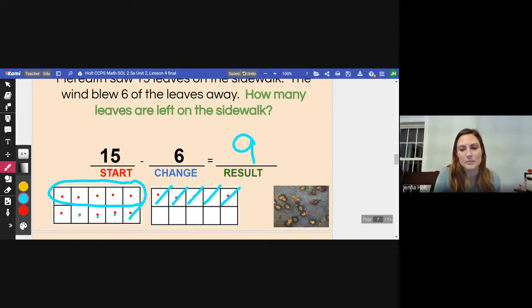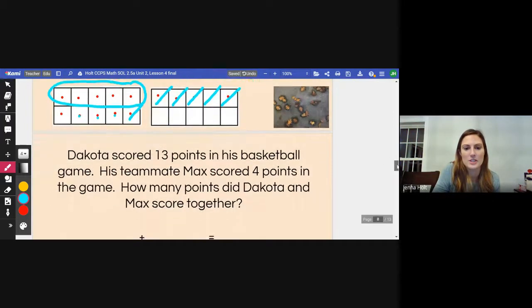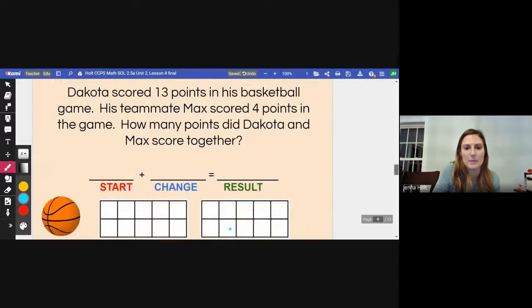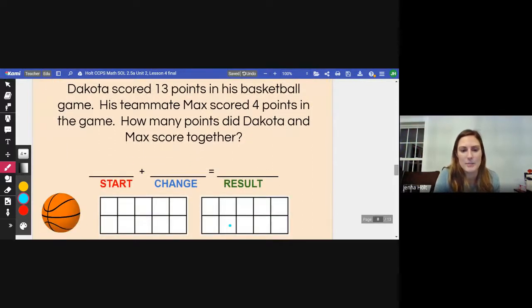That is my result. So in all the problems that we're going to look at today, you're going to have the start in your word problem. You're going to have the change. You're just going to be solving for the result today. But we have to be able to know what the start is and know what the change is in the word problem. Let's try another one about sports.